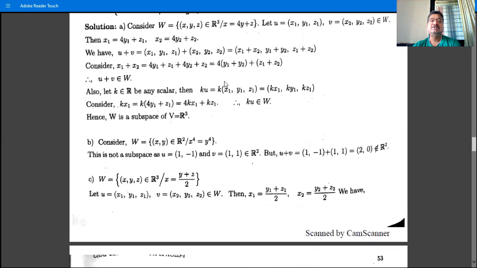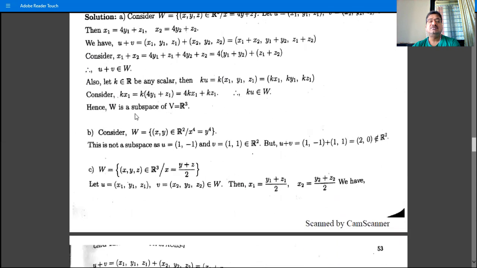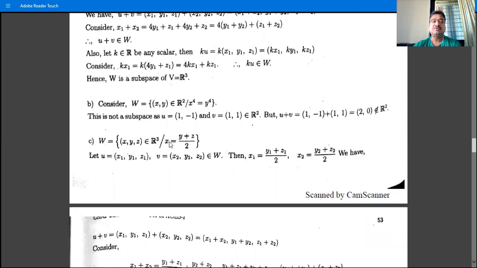So next example, example C. The set is what? (x, y, z) belongs to R cube such that x is equal to (y plus z) by 2, or 2x is equal to y plus z, or we say 2x minus y minus z is equal to 0. That is, this is an example of the type Ax plus By plus Cz is equal to 0. And it obviously is a subspace.